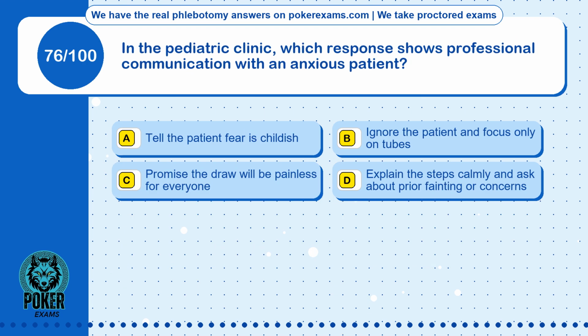Question 76. In the pediatric clinic, which response shows professional communication with an anxious patient? Option A, tell the patient fear is childish. Option B, ignore the patient and focus only on tubes. Option C, promise the draw will be painless for everyone. Option D, explain the steps calmly and ask about prior fainting or concerns.